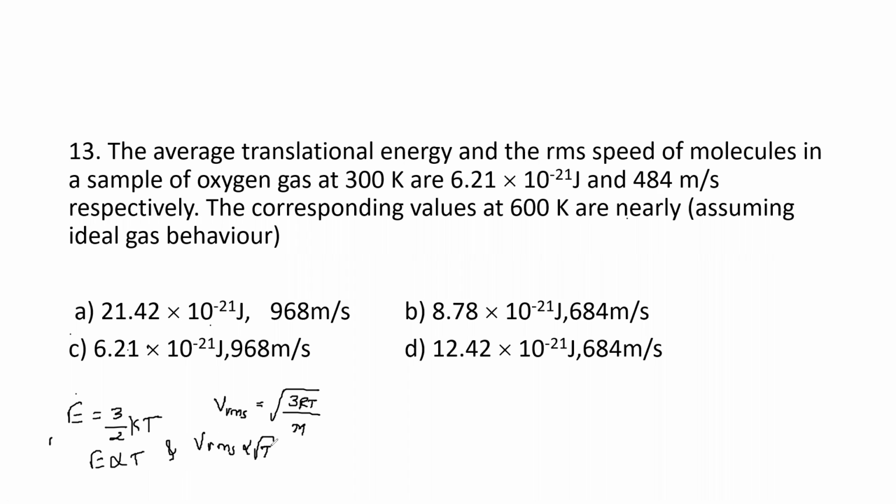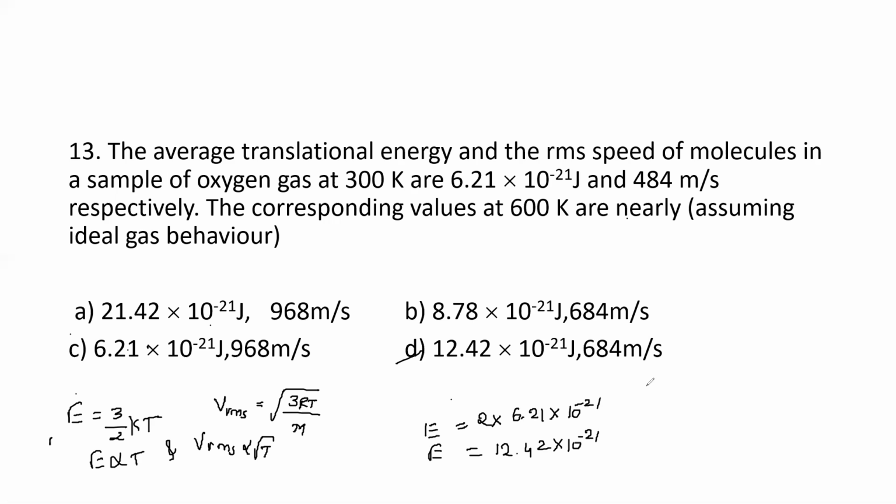So when the energy becomes twice, that is when the temperature becomes twice, because initially the temperature is given as 300 Kelvin and the next temperature is 600, which is double that value. So when the temperature doubles, the energy also doubles. Energy is 2 × 6.21 × 10^-21, that is 12.42 × 10^-21 joules. If you see the options, option D has the same energy, 12.42 × 10^-21. Other options are different, so directly we can go for this option.